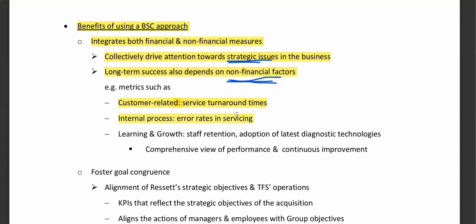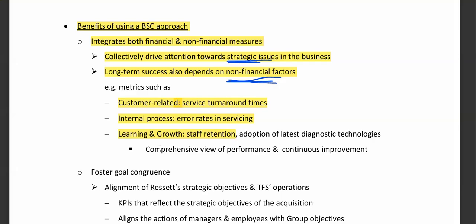Operationally, have we performed the services and the repairs in a comprehensive and accurate manner so that the customer does not complain back to us? So how effective and efficient are the operations? And moreover, we could also look at learning and growth in terms of staff retention. If staff are happy with us, they would not leave. So you could look at churn rate or the employee turnover ratios.